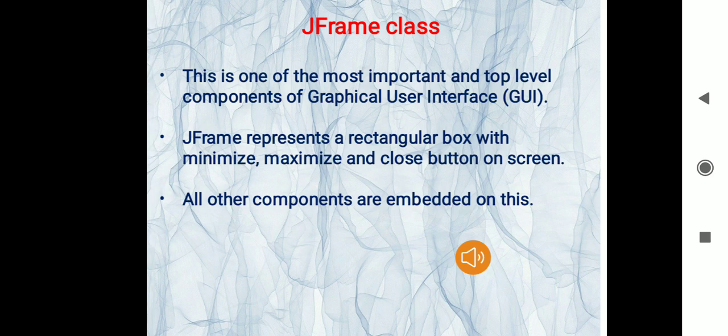Let's start with the JFrame class. This is one of the most important and top level components of GUI. JFrame represents a rectangular box with maximize, minimize and close buttons. All other components such as JLabel, JButton, JTextField and so on will be placed on top of this JFrame.